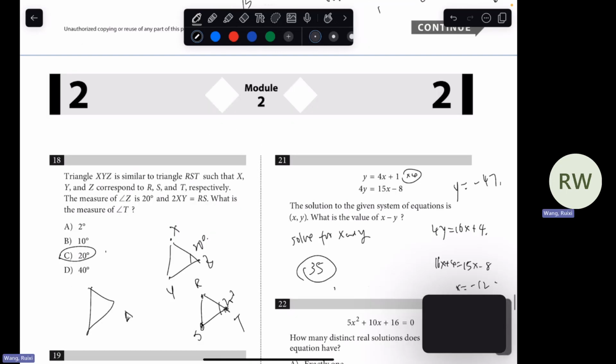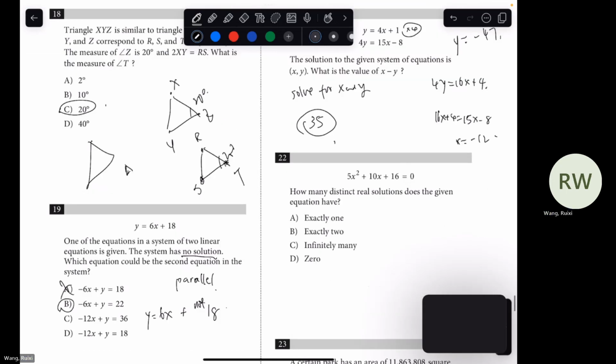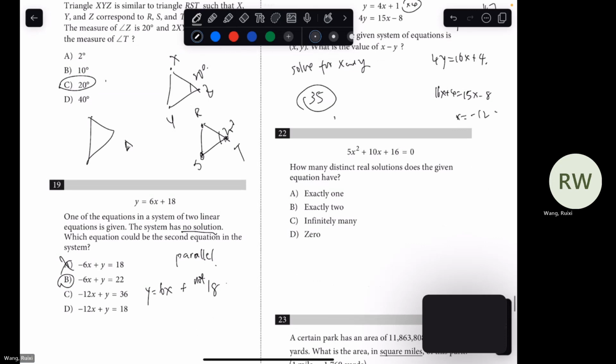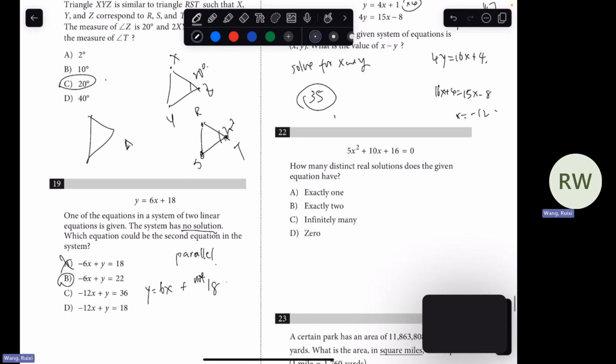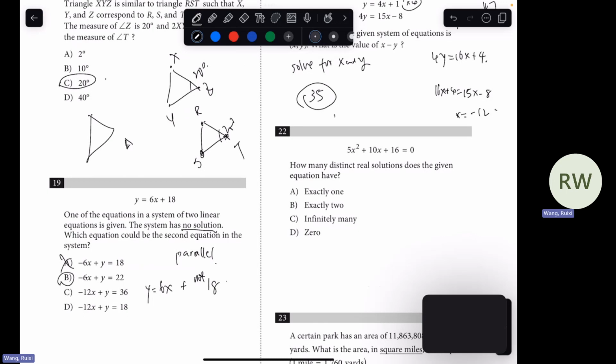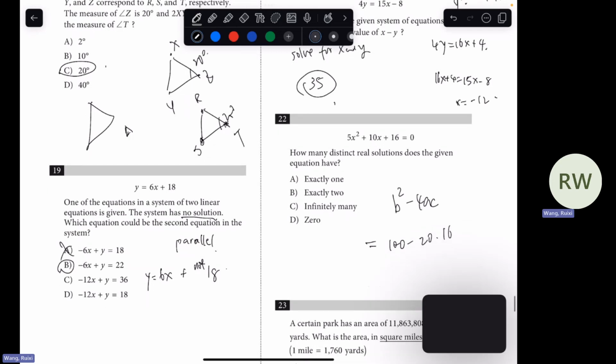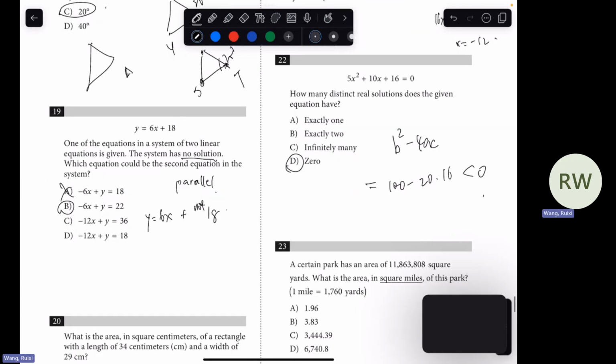How many distinct solutions? Distinct solutions, right? So you want to calculate the discriminant, right? So b squared minus 4ac equals 100 minus 20 times 16, so that is less than 0. Okay? Because the discriminant is less than 0.